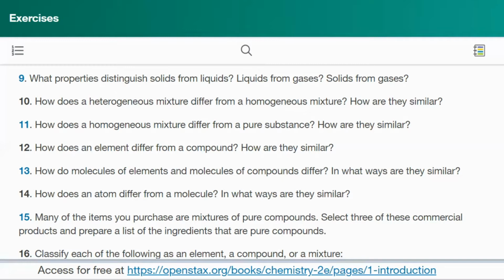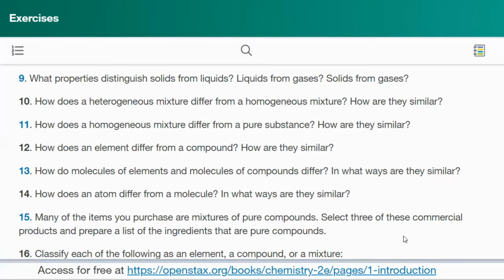So let's look at the answer key. Molecules of elements contain only one type of atom. Molecules of compounds contain two or more types of atoms. They are similar in that both are comprised of two or more atoms chemically bonded together.